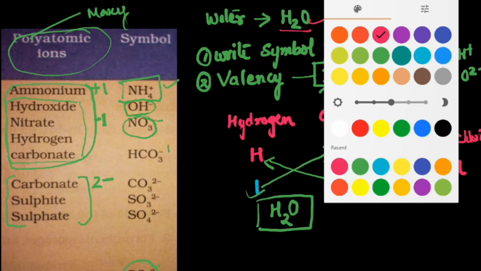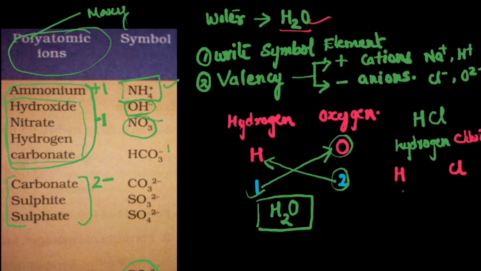Okay, now write the valencies. Hydrogen's valency, we know, is 1. What is the valency of chlorine? Minus 1. So keep one point in mind while writing the valencies. Don't get confused with the charges. Okay, in the formula there will not be any charge. Now just cross the valencies here. Cross the valency of hydrogen to chlorine and chlorine's valency to hydrogen. What do you get? How many hydrogens? 1 hydrogen. How many chlorine? 1. So the formula for this is HCl.